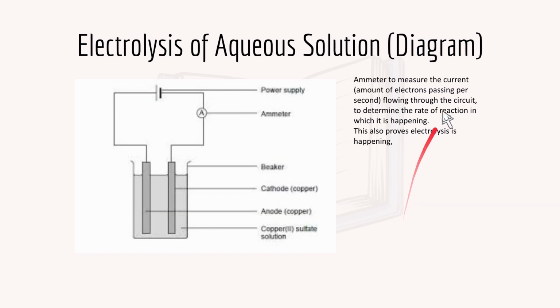Then we have a diagram. We have electrolysis, the electrodes, and here we actually have an ammeter, which is used to measure the current. An ammeter measures the current, which is the amount of electrons passing per second flowing through the circuit. An ammeter is added to determine the rate of reaction. This also proves that electrolysis is happening when we get a reading, because it means that there are electrons flowing, which proves that electrolysis is happening.